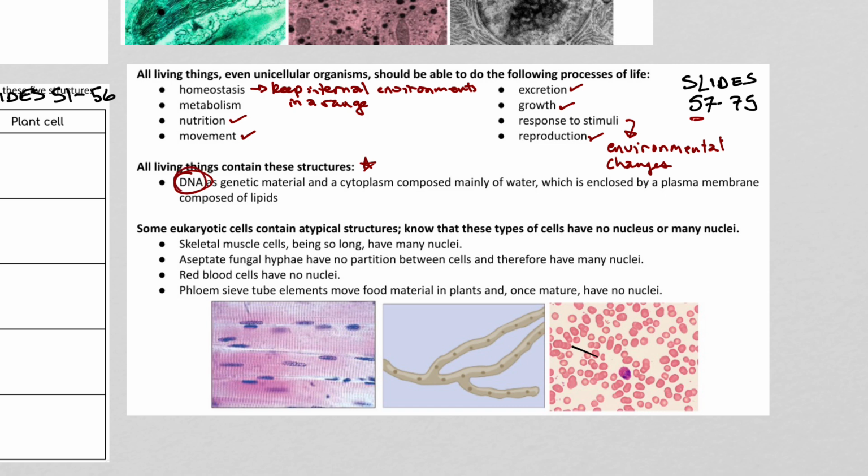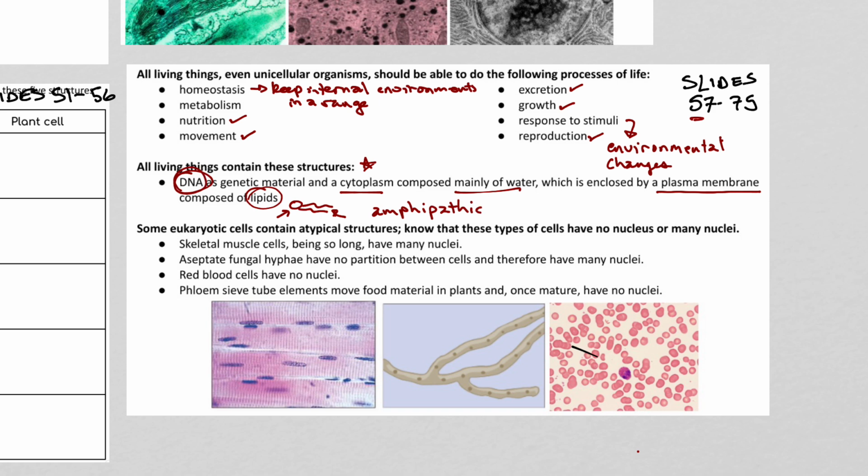First of all, they all use DNA as their genetic material to pass on information to their offspring. Always there's a cytoplasm, which is that liquid mainly composed of water, where there's a lot of chemical reactions and things move around. And all cells are surrounded by a plasma membrane made of lipids. And remember that lipids have the hydrophilic head, the hydrophobic tails. And when something has both of those things, it is called amphipathic.